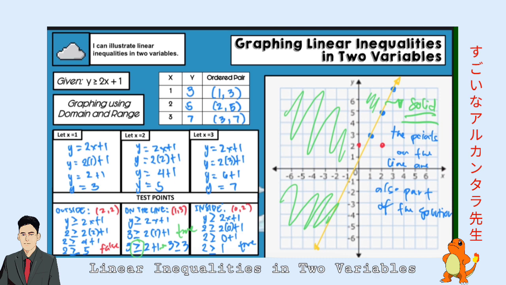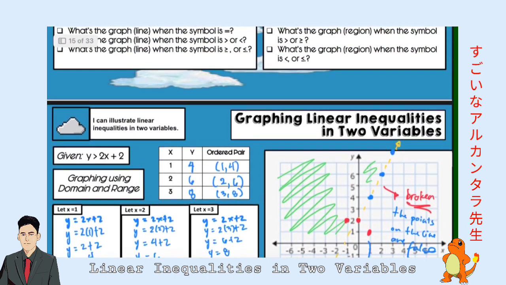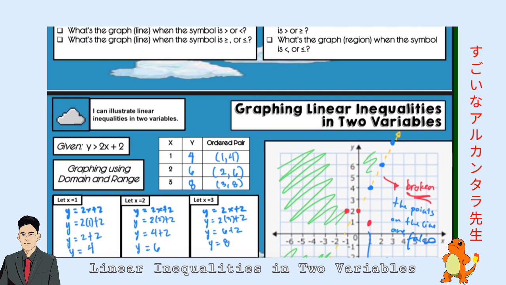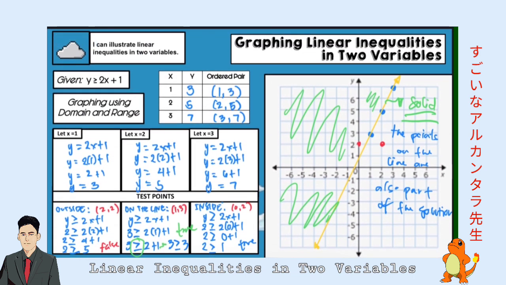So that's the difference between the first example and the second example. So if you notice here in the first example, it's greater than only, meaning if it's broken, the points on the line are false. But if it's solid, the points on the line are true because they are part of the solution. Okay?